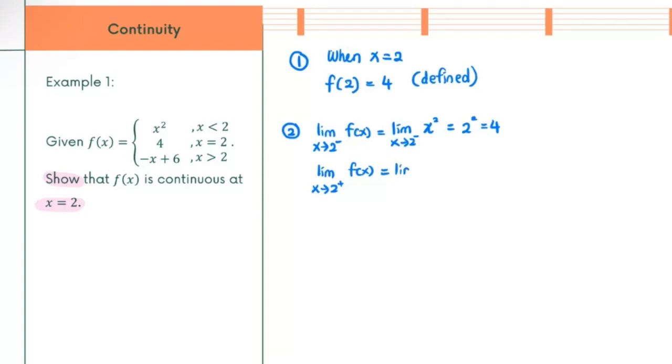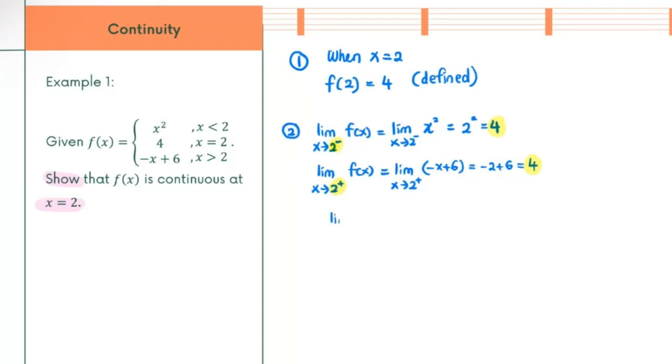Seterusnya, limit of x approaching 2 from the right. 2 from the right, kita akan ambil arah x yang lagi besar daripada 2. So we are going to use this function, negative x plus 6. Okay, so now gantikan negative 2 plus 6. So saya dapat 4. So kat sini boleh nampak bahawa 2 from the left kita dapat 4 kan? And 2 from the right pun kita dapat 4.